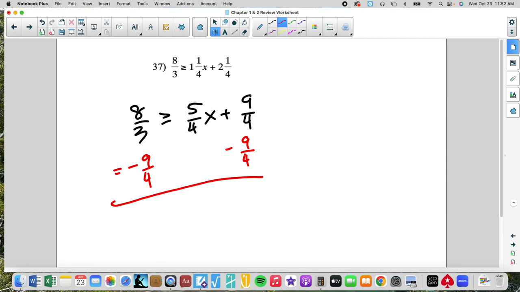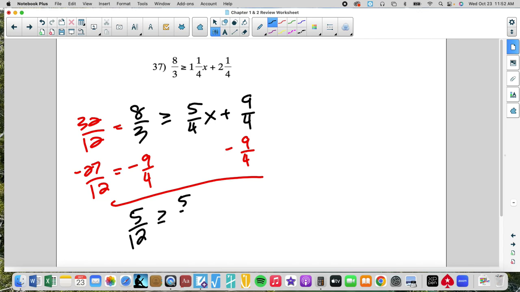And I'm going to make this into 12ths. So that's 32/12ths, which is equal to 8/3. I'm going to make this into 12ths. And that's negative 27. So that gives me 5/12 is greater than or equal to 5/4 x. I'm going to multiply by the reciprocal, which is 4/5.